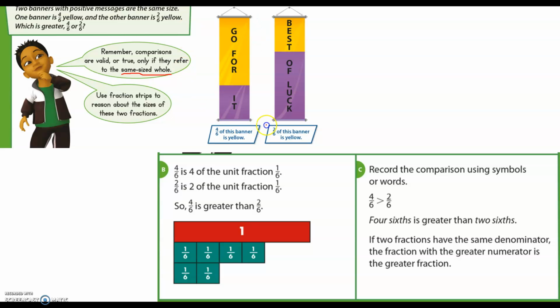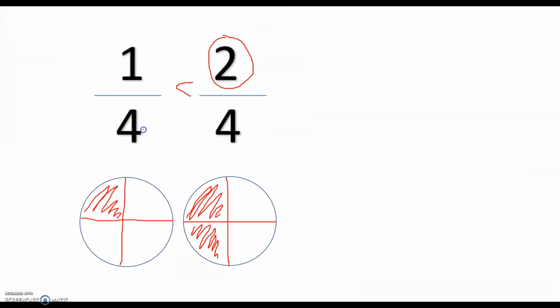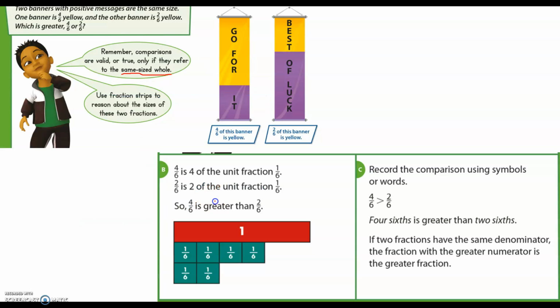So as you can see, both of these banners are the exact same size. And both of our circles were the exact same size. Use fraction strips to reason about the sizes of these two fractions. So looking at these fraction strips, they're showing us how many 4/6 equals and how many 2/6 equals. You can see that 4/6 is definitely greater than 2/6.